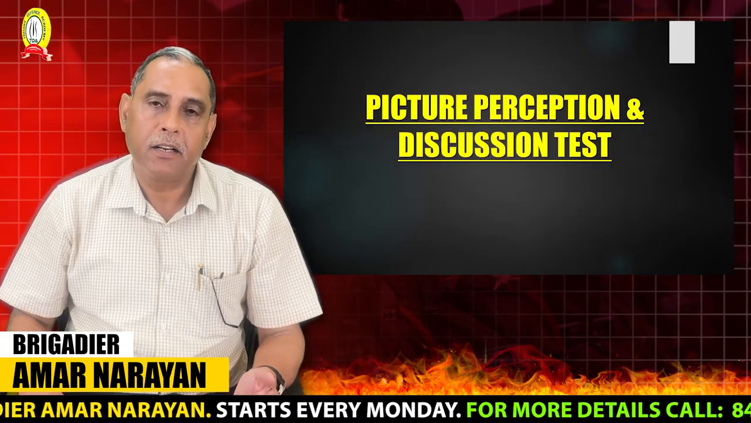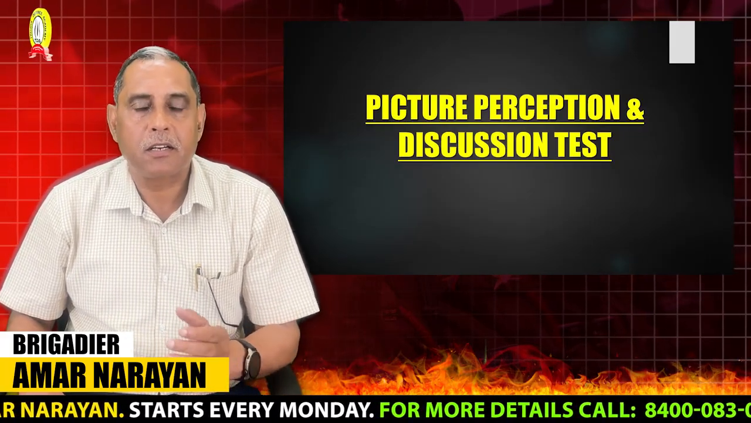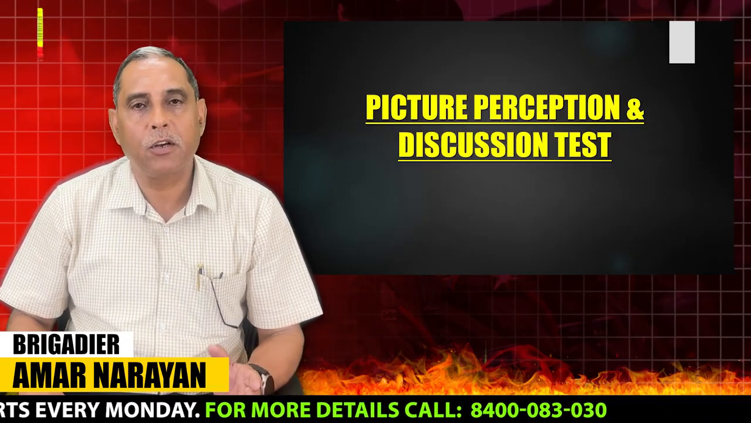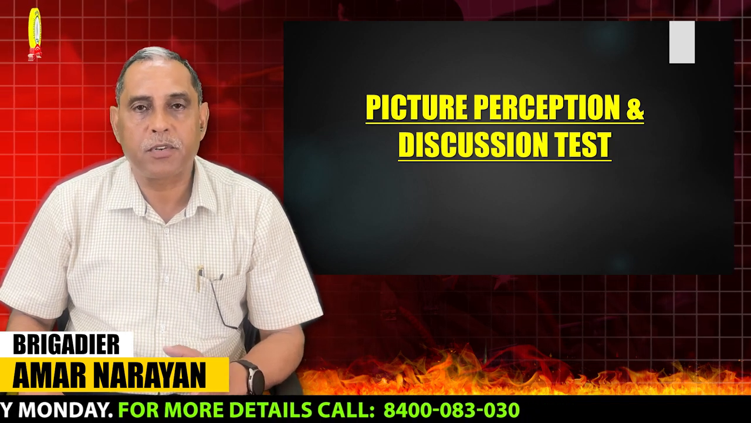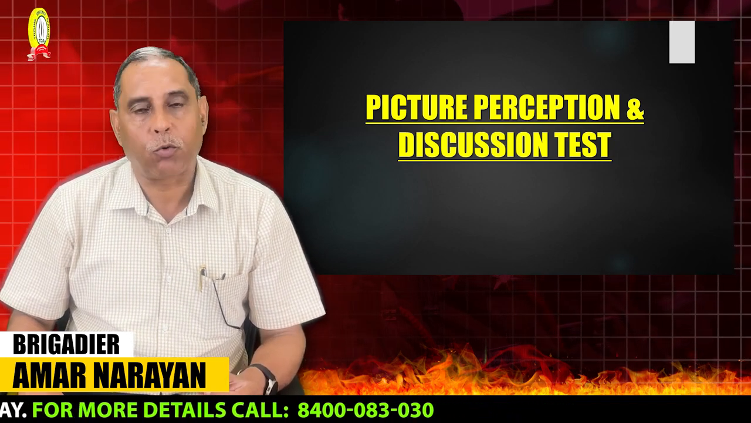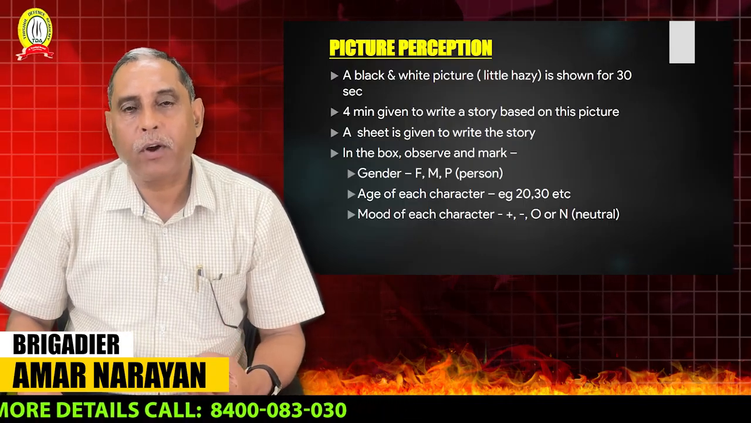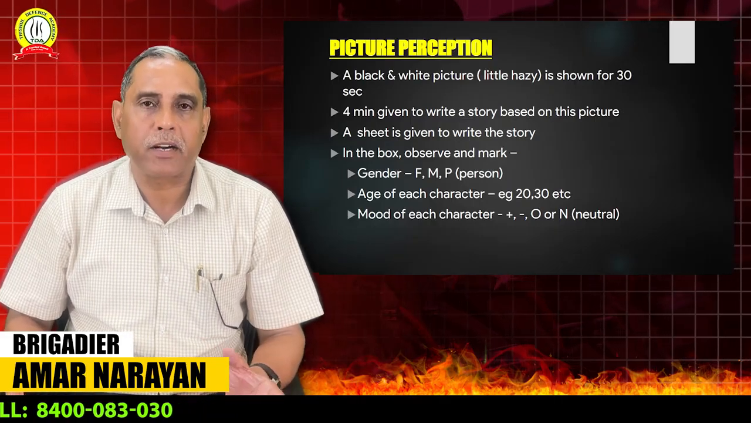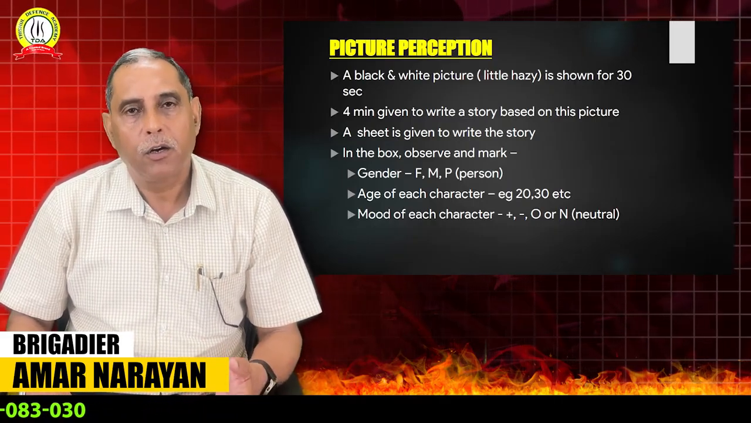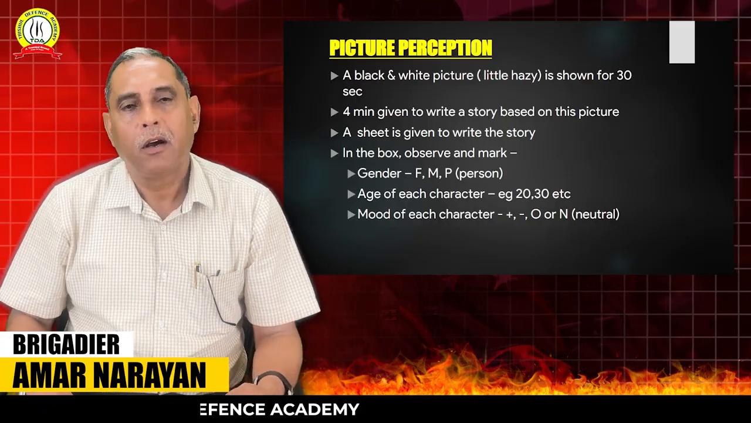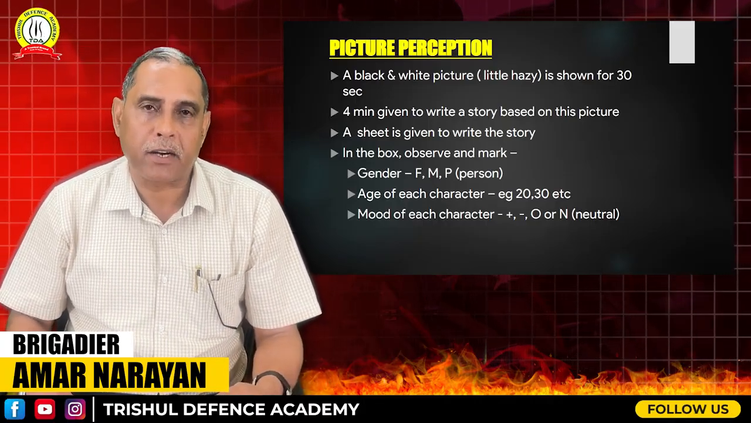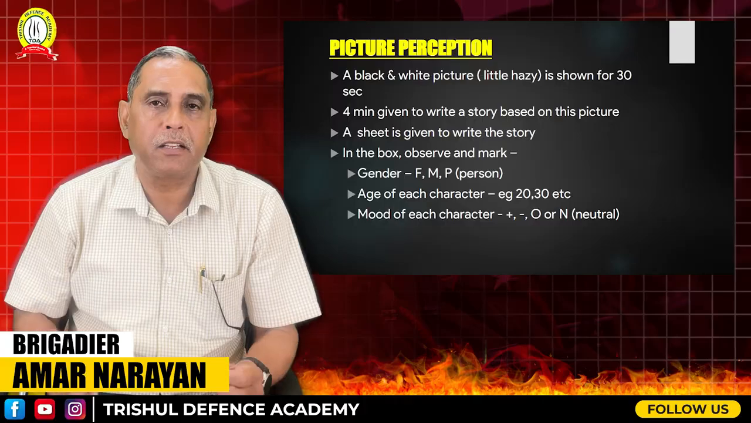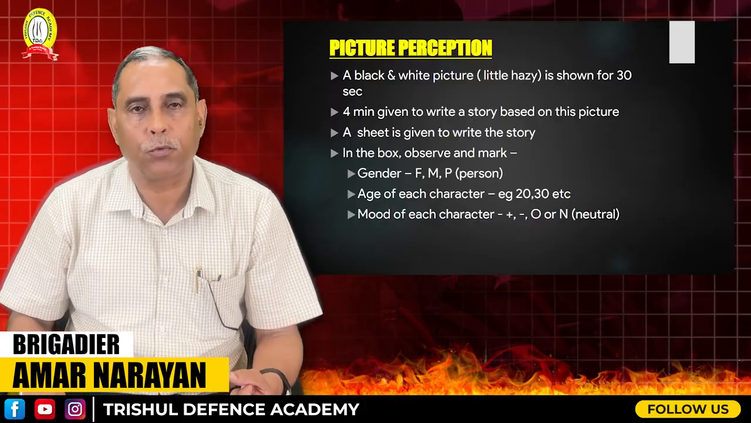Now, PPDT, as I said, is the second part of the test which happens on the first day, that is the screening test. After we have finished the YR, the picture perception and discussion test will be carried out. Here a black and white picture will be shown to you, which will have a few characters, minimum 1 to a maximum of 4 to 5. Normally they avoid having a large number of characters, because as I will tell you subsequently, you have to mention the details of the character in the answer sheet. So normally it could be 1, 2, 3 or 4.